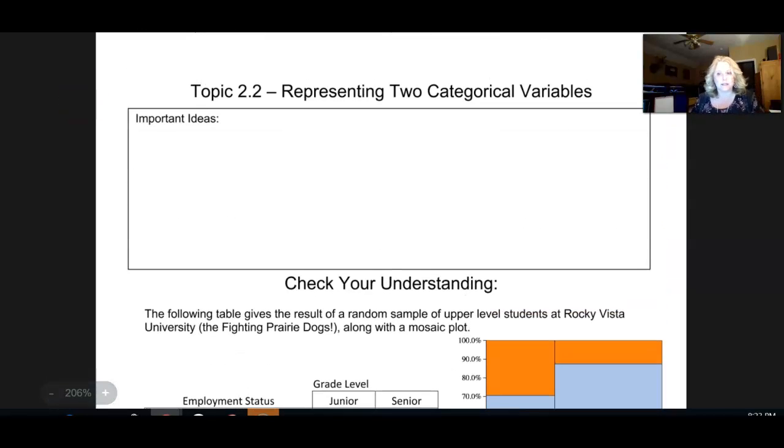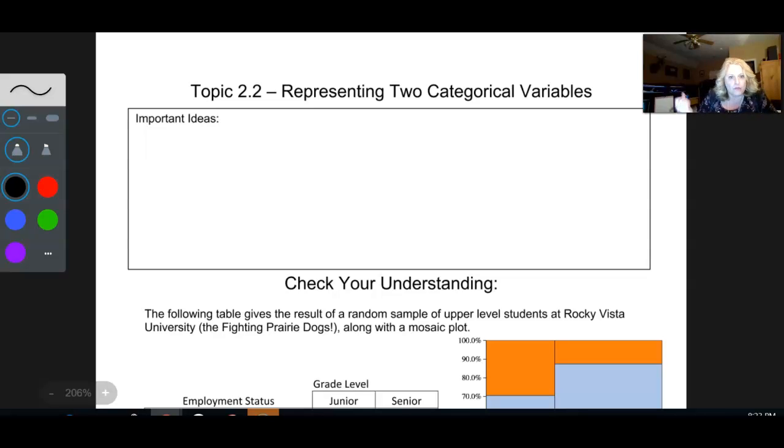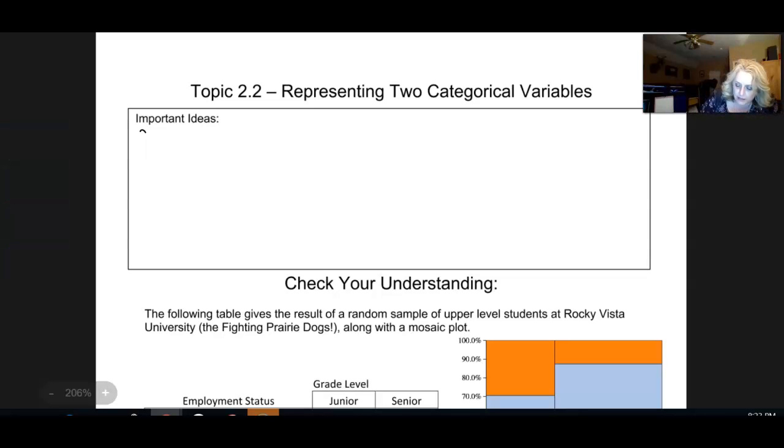So, important ideas. Okay? So first thing is, by now you should know categorical versus quantitative, right? So, categorical versus quantitative. Y'all can hear the line going out there. The dog barking. It's getting real.